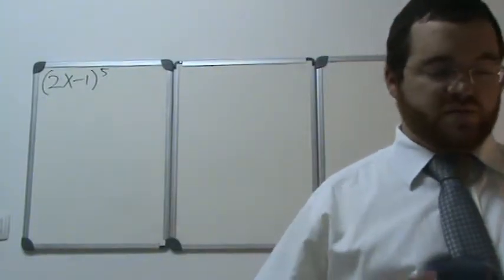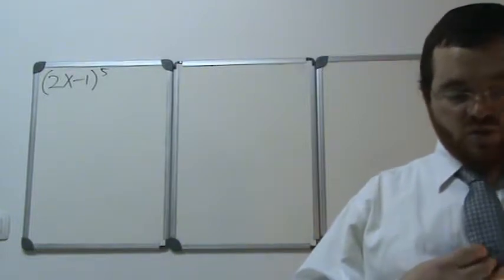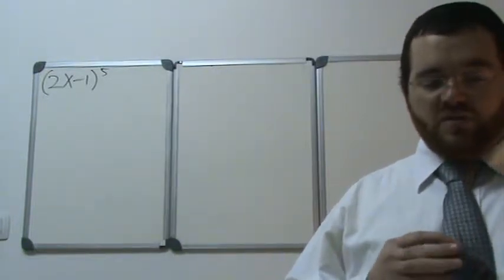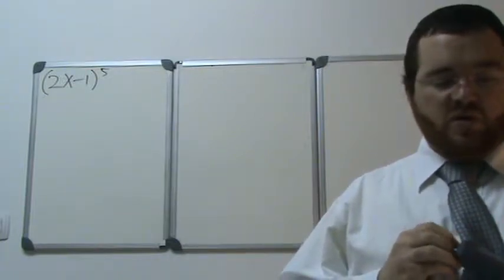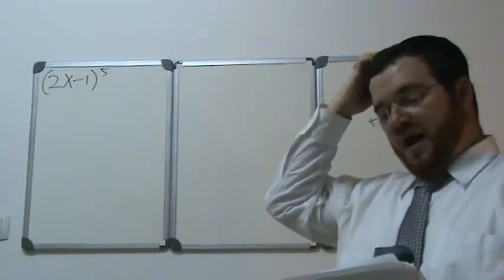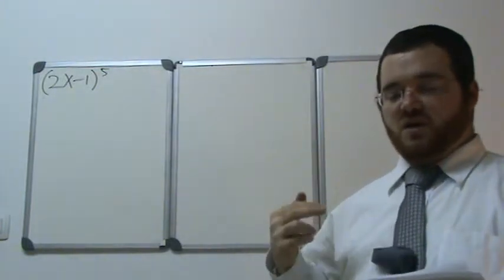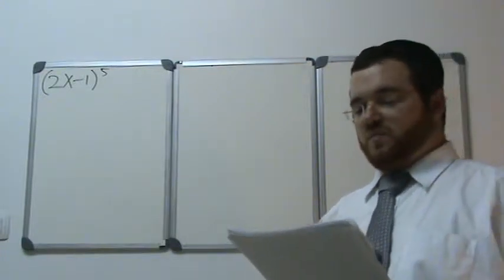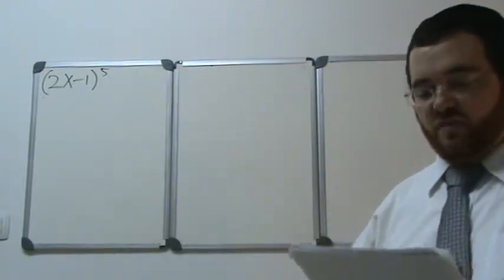Question 36. Write the binomial expansion of 2x minus 1 to the fifth power as a polynomial in simplest form. Again, write the binomial expansion of 2x minus 1 to the fifth power. That means that 2x minus 1, that whole thing, is raised to the fifth power. Write it as a polynomial in simplest form.